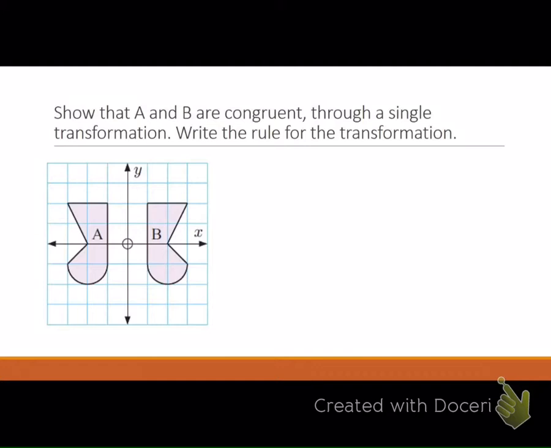Okay, show that A and B are congruent through a single transformation and write the rule for that transformation. Jordan, map A onto B. Are they congruent, and how do you know? A reflection over the y-axis. Yes. So it is a reflection over the y-axis.